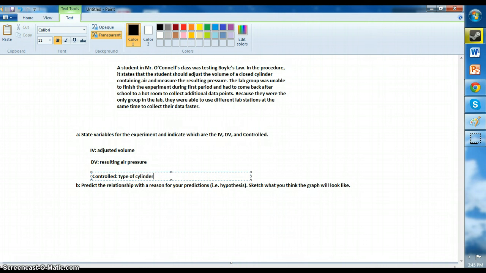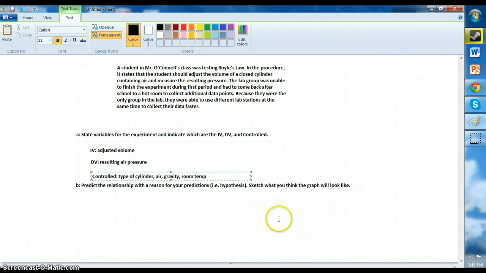Cylinder. The air. I don't know if gravity would have anything to do with that. And the temperature of the room. Those are all going to be controlled. We cannot change those. We could, but we don't have any reason to.